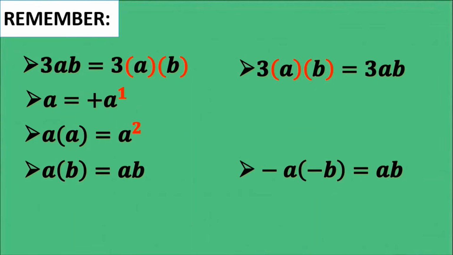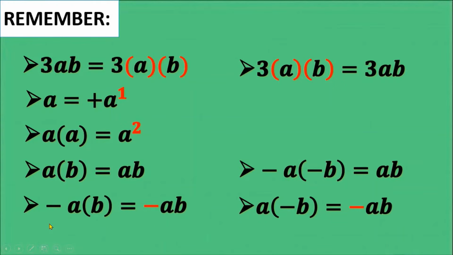Another, when multiplying monomials of the same sign, the result is always positive. A times b is ab. Negative a times negative b is still positive ab, but we don't write that positive anymore. That's automatic. Last one, when multiplying monomials of different signs, the answer is always negative. Negative a times b, the answer is negative ab. A times negative b, the answer is still negative ab. So those are the things that you should remember when multiplying monomials.